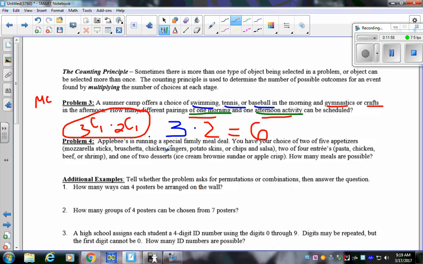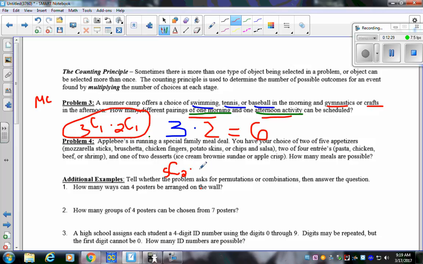So down here it says Applebee's is running a special family meal deal. You have your choice of 2 of 5 apps. I'm not going to read them because it's going to make me hungry. 2 of 4 entrees and 1 of 2 desserts. So I'm not just picking 1 appetizer, 1 entree, and 1 dessert. If that were the case, if I were picking 1 of each, I could just do 5 times 4 times 2, and it would give me my answer. But I get to pick 2 out of the 5 appetizers, so I need to do a combination for that. So I have 5 that I'm picking from, and I'm choosing 2.